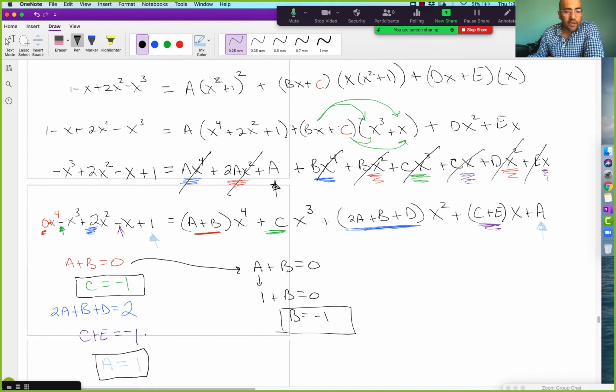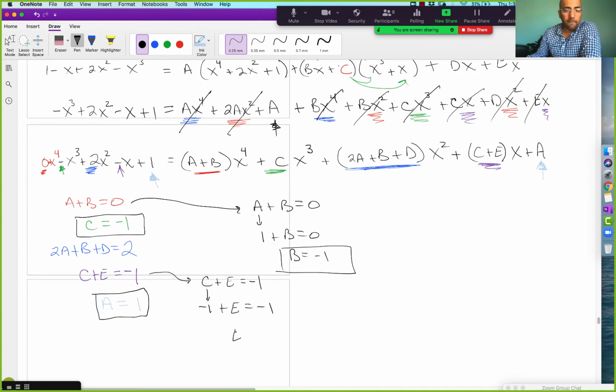Okay, then from there we can grab this guy, and we know the value of C, so C plus E is negative 1, but we do know that C itself is negative 1, plus E equals negative 1, so therefore E must be equal to 0. We have another one. And now the only one that's missing is D.